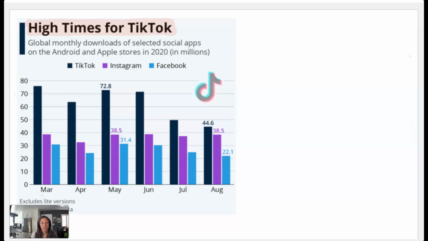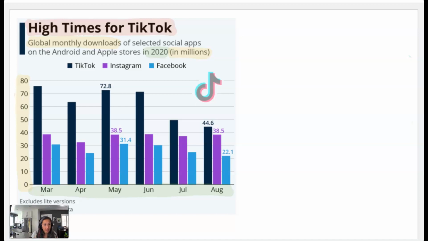As we look down, we want to look at these axes labels. So we see our axes labels. We have a frequency on the left, right, from 0 up to 80. And we know this is about our global monthly downloads in millions, right, from those two stores, Android and Apple stores. We're going, okay, that could be 80 million in terms of a number of monthly downloads. That's huge. And then we also can see we have this other axes label here at the bottom. We've got March, April, May, June, July, and August. These are those months of 2020, so we can kind of see what's happening over time.